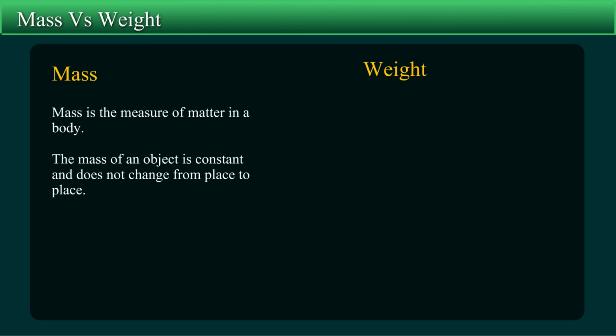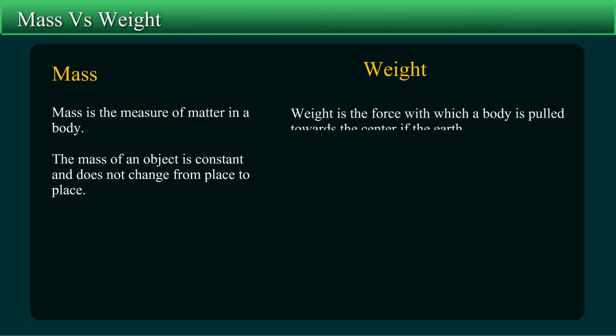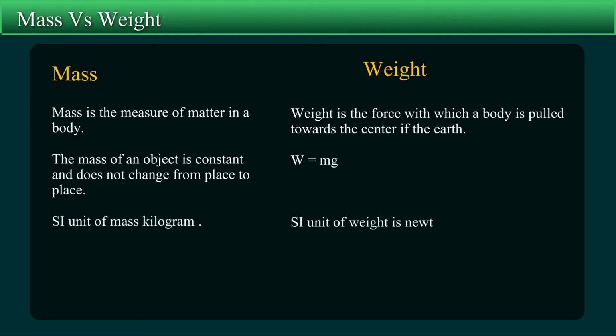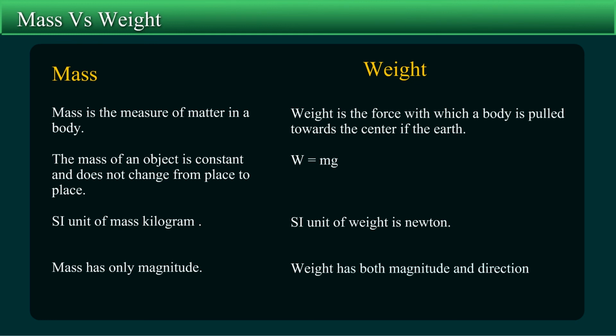On the other hand, weight is the force with which a body is pulled towards the center of the Earth. It is equal to mass into acceleration due to gravity. The SI unit of mass is kilogram, while the SI unit of weight is Newton. Mass has only magnitude, while weight is a force acting vertically downwards, so it has both magnitude and direction.